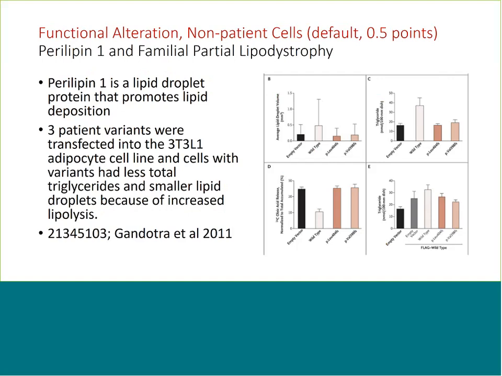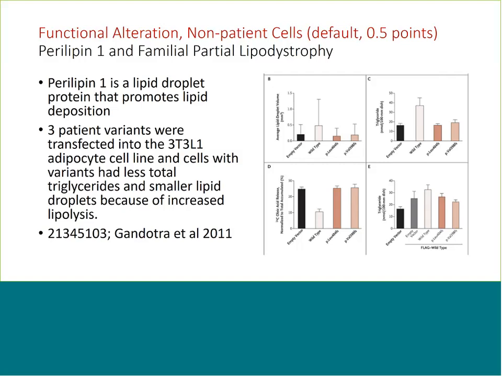So this is just another standard one. It's for perilipin-1 and familial partial lipodystrophy. Perilipin-1 is a lipid droplet protein. It localizes to lipid droplets and promotes lipid deposition by inhibiting triglyceride lipolysis. So in this case, 3 patient variants were transfected into the 3T3-L1 pre-adipocyte cell line. It's a mouse cell line they used for adipocyte studies. And the cells were loaded with C14 oleic acid. And they found that the cells with patient variants had less lipid droplets, much like the lipodystrophic humans. And also the cells that had the variants in them had less triglyceride when you extract the triglycerides.